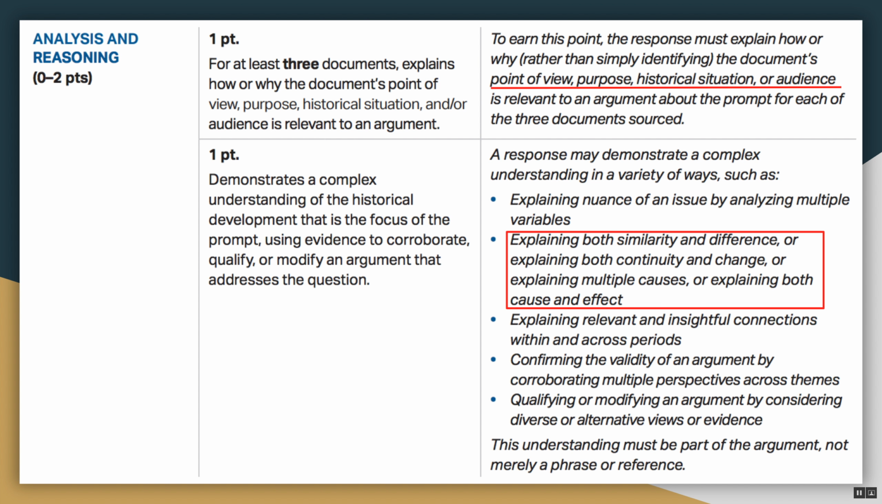And finally, our 7th point is the complexity point. Okay, and you can see this bullet point list right here. There are 5 different ways you can earn this point. The easiest one, or the most clear one, I think, is the one that I've highlighted here, explaining both similarity and difference, continuity and change, or causes and effects. Okay, you're not gonna do all of these. It depends on the type of question.